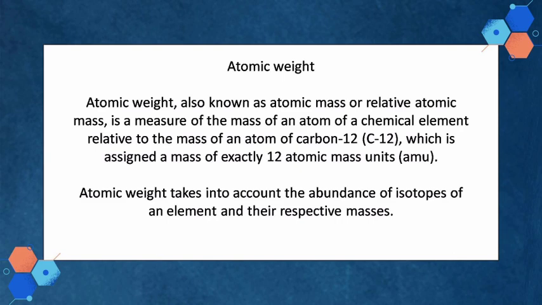First is atomic weight. Atomic weight, also known as atomic mass or relative atomic mass, is a measure of the mass of an atom of a chemical element relative to the mass of an atom of carbon-12, C12, which is assigned a mass of exactly 12 atomic mass units, AMU. Atomic weight takes into account the abundance of isotopes of an element and their respective masses.